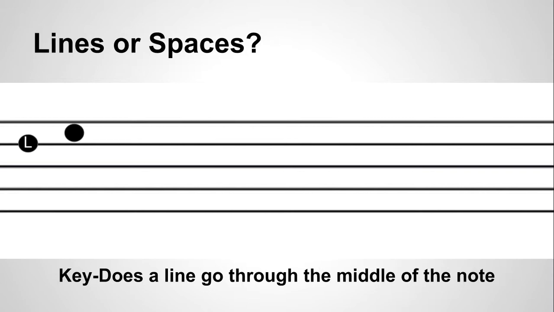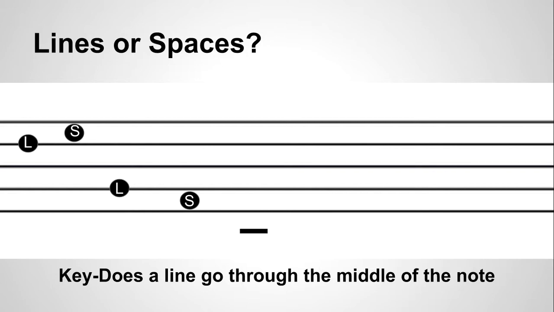How about this example right here? Is there a line going through the middle of the circle, the middle of the note? No, there isn't. Therefore, it's on a space. Let's do another one. How about this one? Line through the middle or not? If you said yes, you're correct. And that would make it on a line. And this one, is there a line through the middle? No, there is not. Therefore, it's a space.